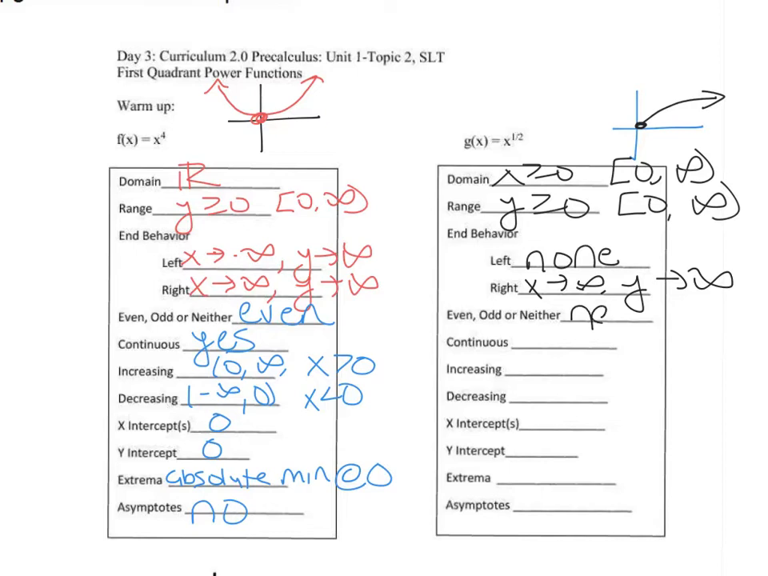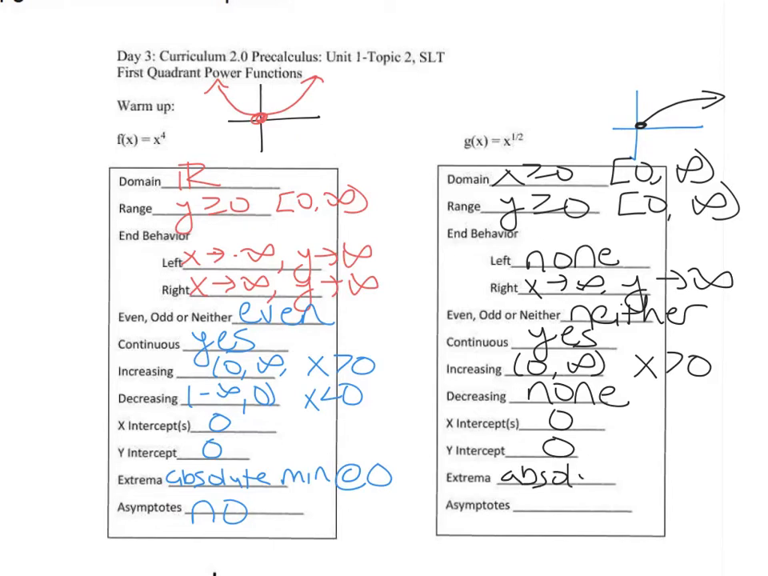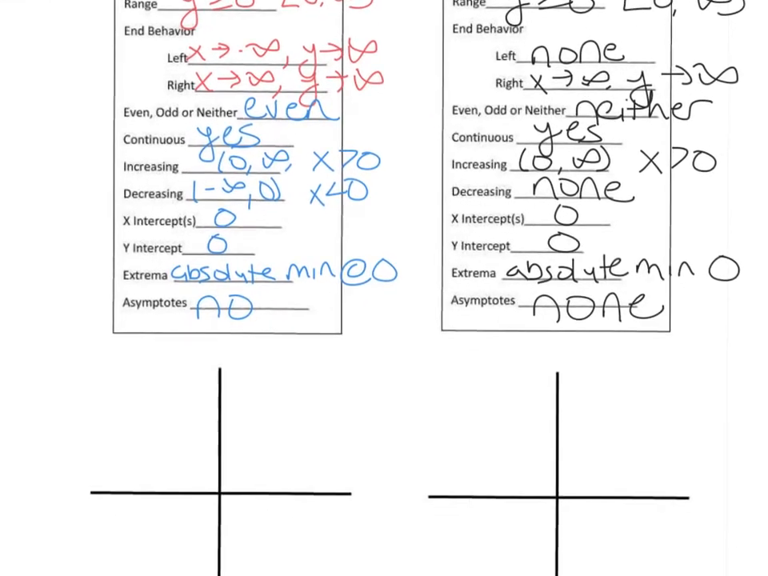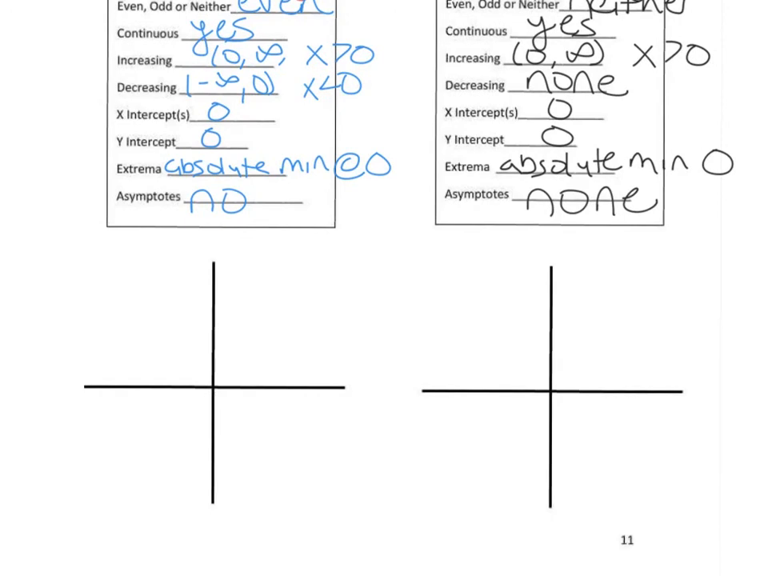It is neither odd nor even. It is continuous. The whole graph is increasing, so we would say 0 to infinity, or you could say x is greater than 0. No decreasing. X and y-intercept of 0. There is an absolute minimum at 0, since that is the bottom of the graph, and there are no asymptotes. And if you used your grid at the bottom, you could have graphed more accurately than my little sketches at the top.